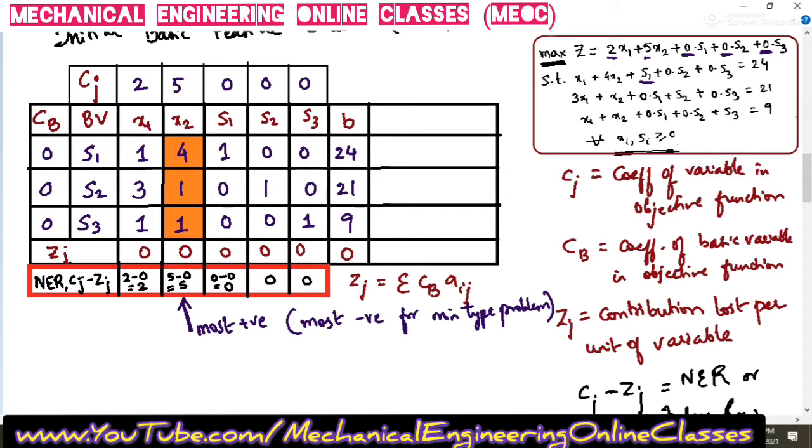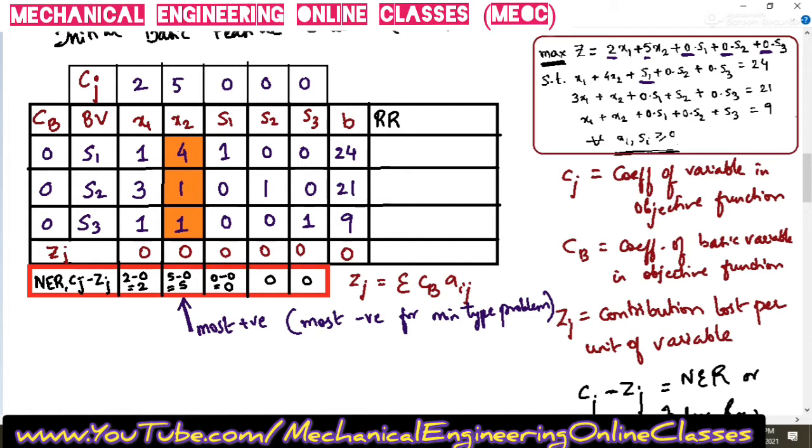Now if x2 is the entering variable, at a time we can solve for only 3 variables. So if x2 is made a basic variable, one of S1, S2, S3 must be out of the basic variable set, made a non-basic variable. In this first table, S1, S2, S3 are the basic variables, so x1, x2 are non-basic variables. But how do we decide which variable should be made non-basic? For that we have to find the replacement ratio, RR, or minimum ratio.